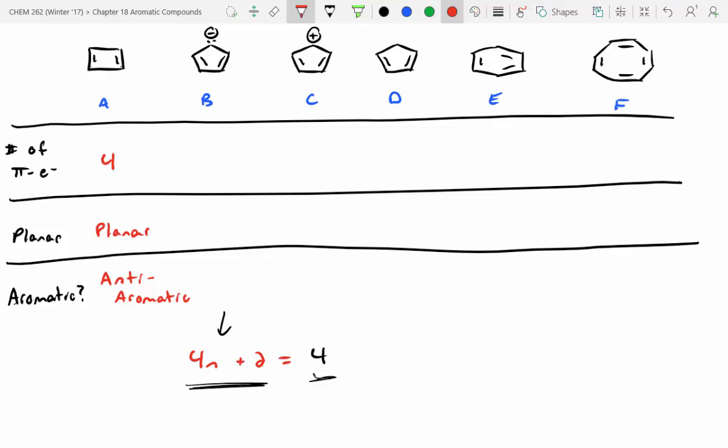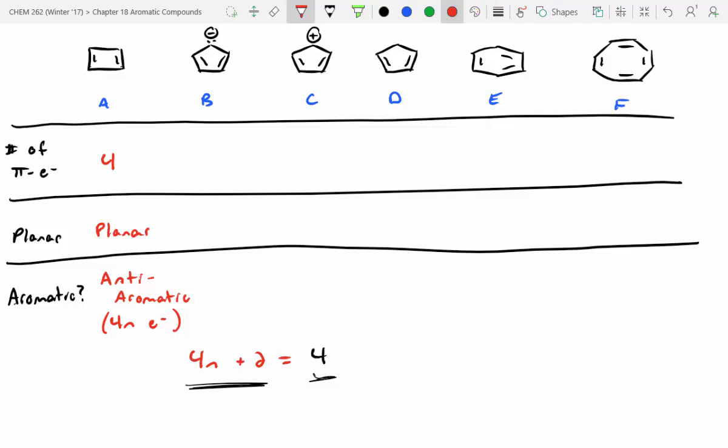An anti-aromatic system is similar to an aromatic system, but instead of having 4n plus 2 pi electrons, it has 4n pi electrons. So anti-aromatic molecules have 4n electrons. Anti-aromatic molecules are incredibly unstable. They tend to be hard to isolate. They'll react very, very quickly.